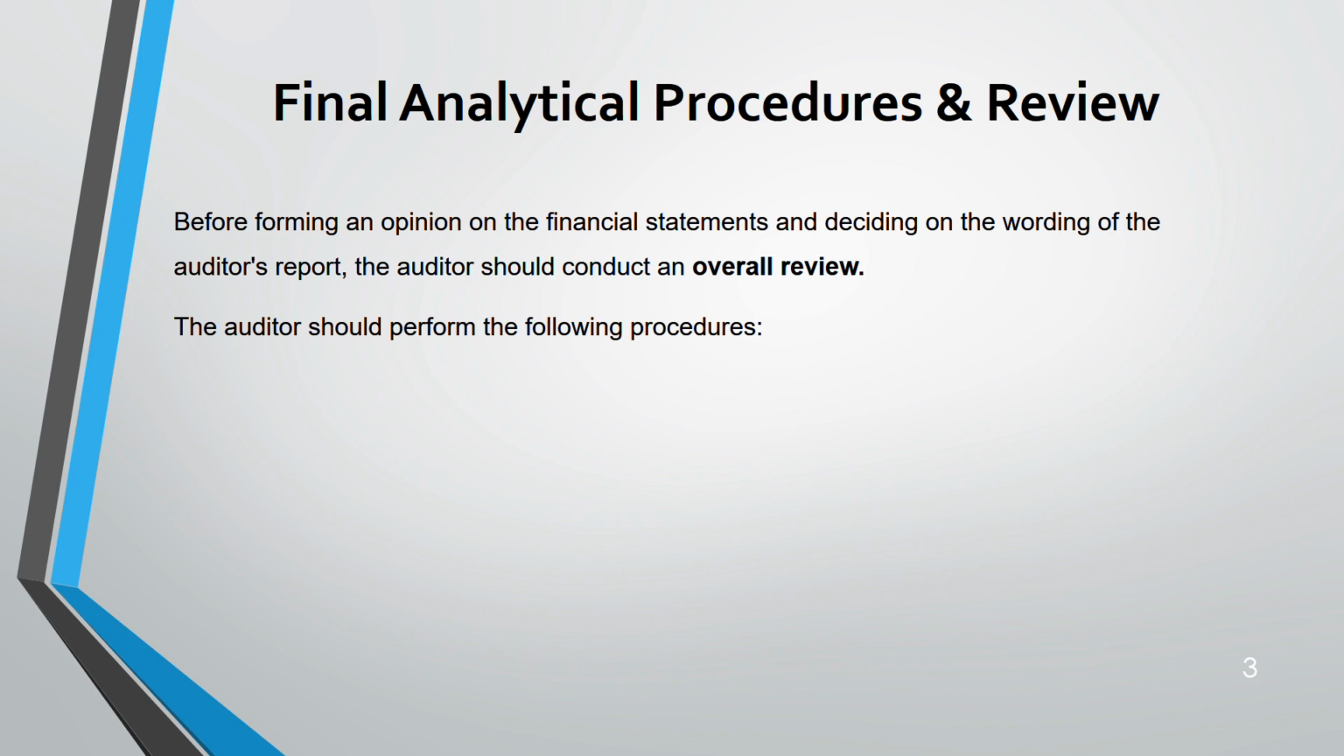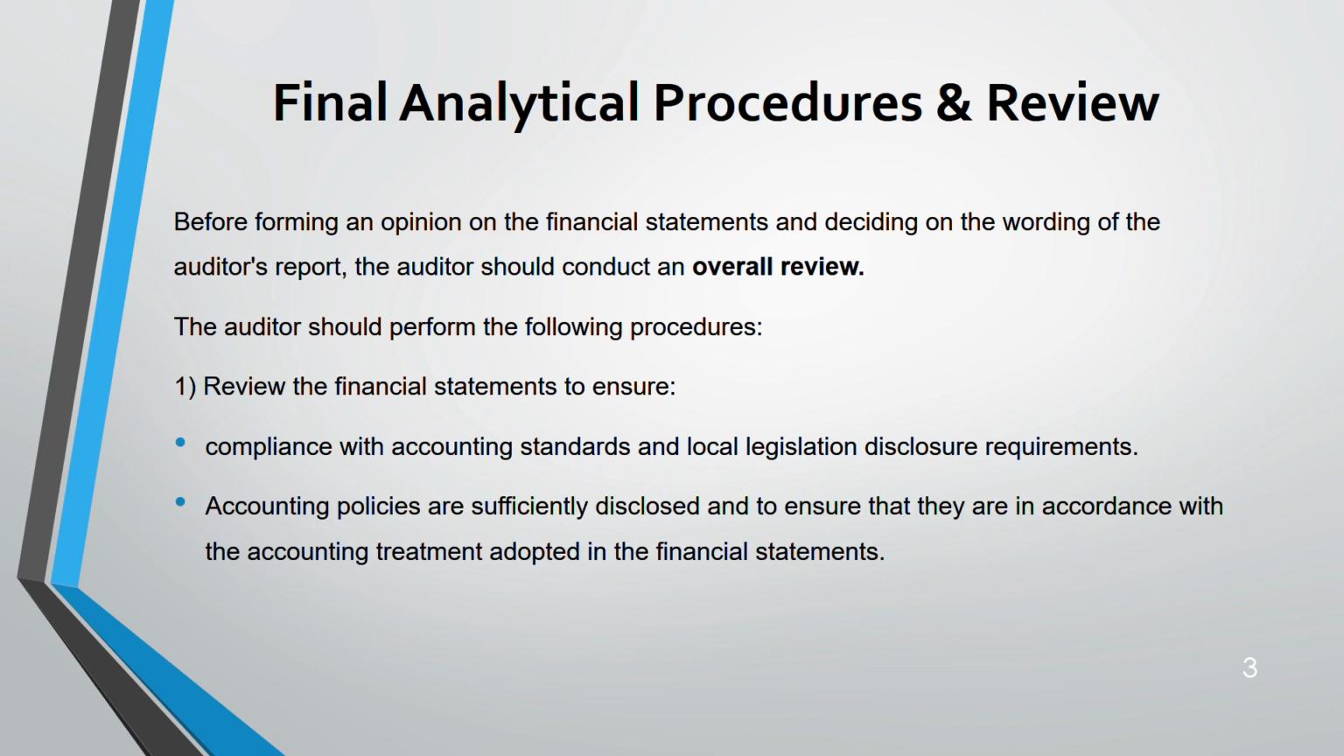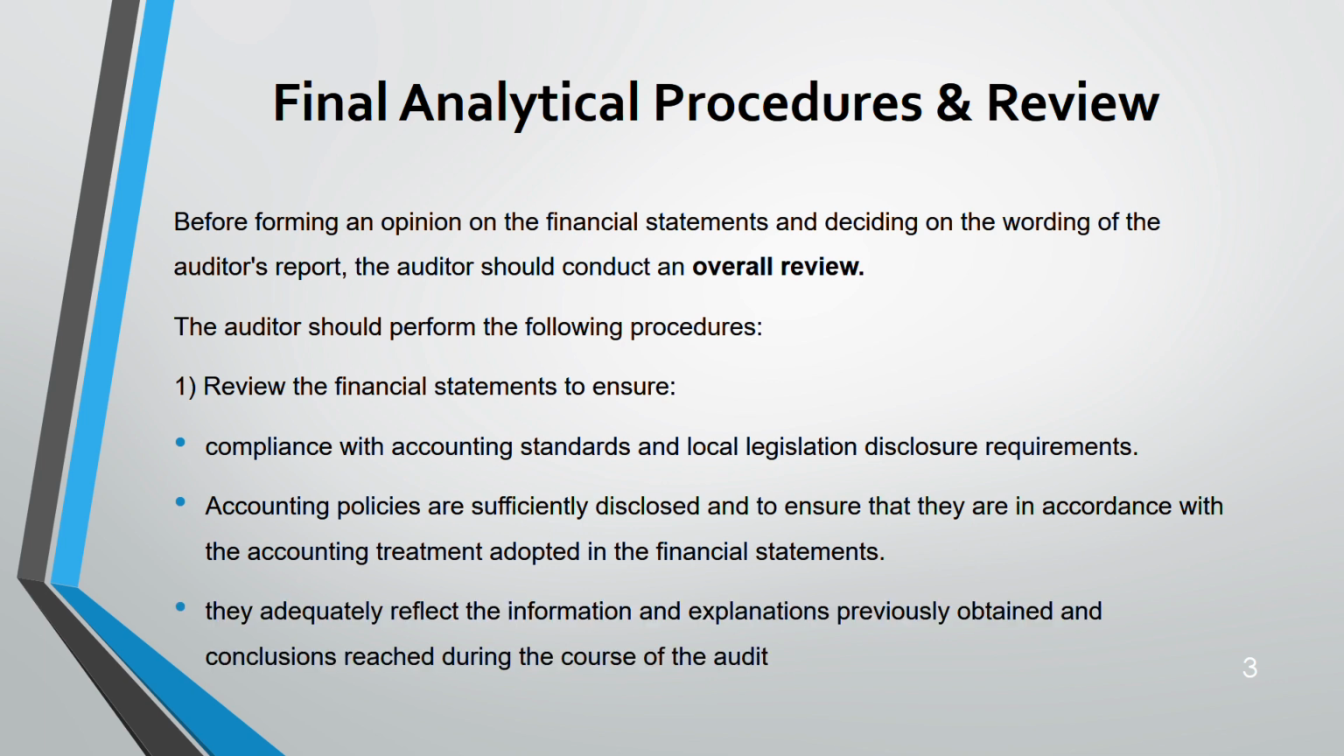Here the auditor should perform these procedures. Number one, review the financial statements. Why? To ensure these things. Number one, compliance with accounting standards: whether the financial statements have complied with accounting standards or any local legislation. Second, accounting policies: were the accounting policies used in the client's financial statements disclosed sufficiently? Then, whether they adequately reflect the information and explanations previously obtained and conclusions reached during the course of the audit.